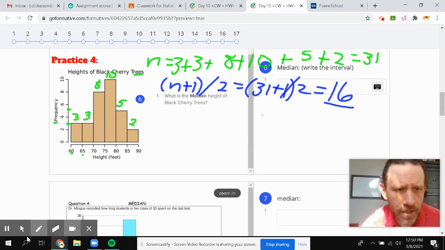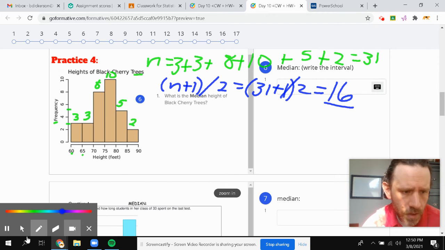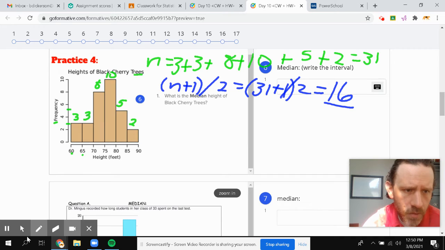Because once we get to 16, now we want to count up our frequencies to figure out where 16 is. So once we get to 16 or go over, that's where the median is going to be. So let's start doing that. All right. So the first one is 3. The next one's 3. So we're going to add those together, right? And I'll do this over here so we can see it. So 3 plus 3 equals 6. Have we gotten to 16 yet? No, we have not, right? We're looking for the 16.